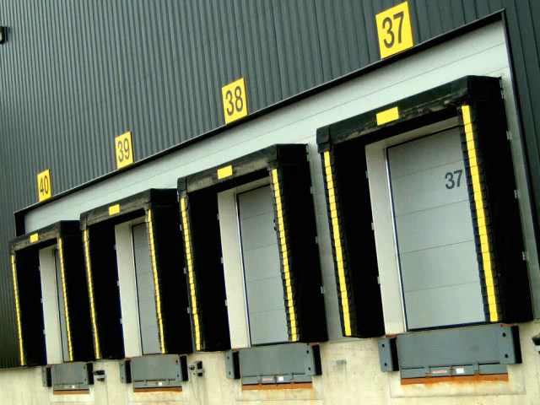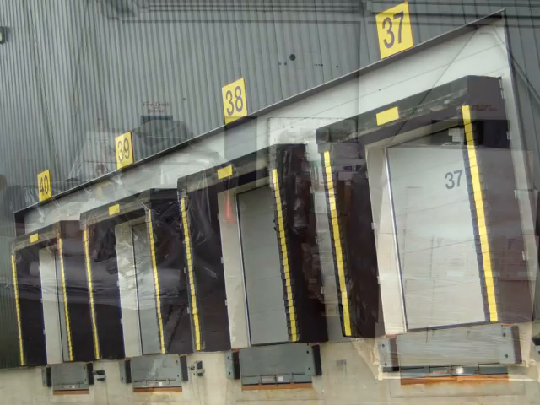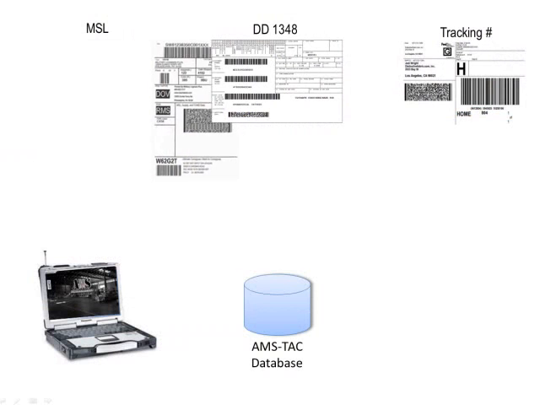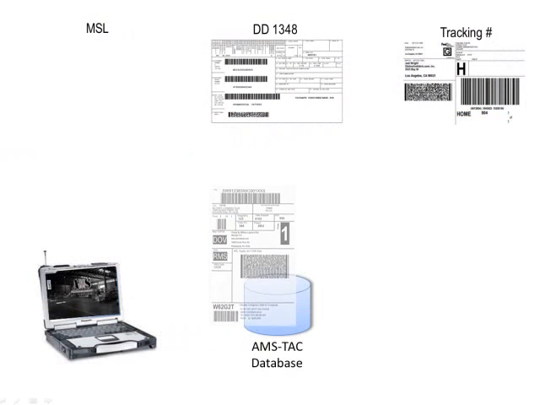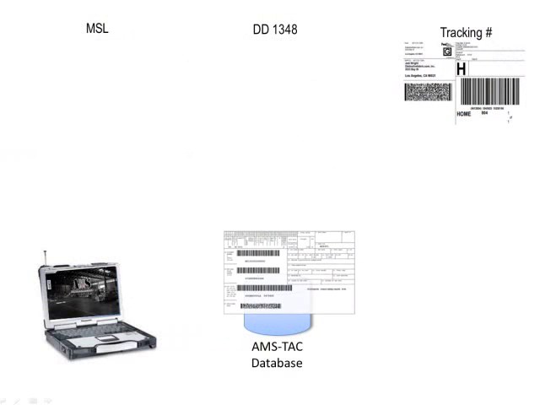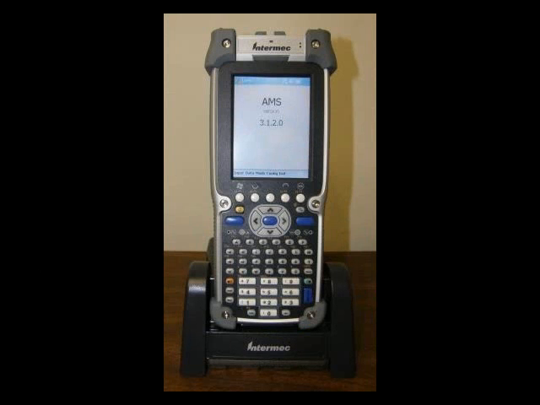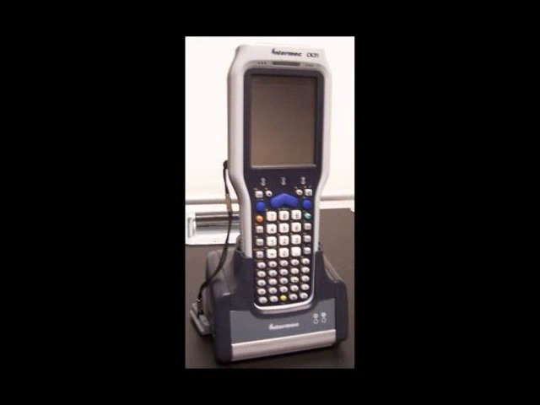In a distribution environment, inbound shipments may be received at high rates. This can be overwhelming for a crowded warehouse or one that is short-staffed. Manually inputting shipment information into the AMS-TAC database can be repetitive and time-consuming. However, incorporating barcode readers, or BCRs, can increase operational efficiency by automating the receiving process.